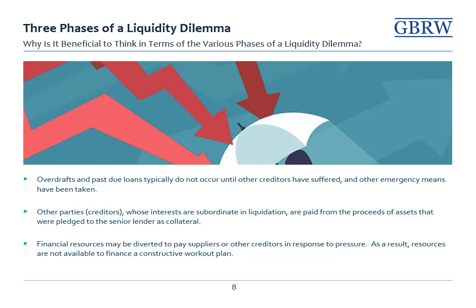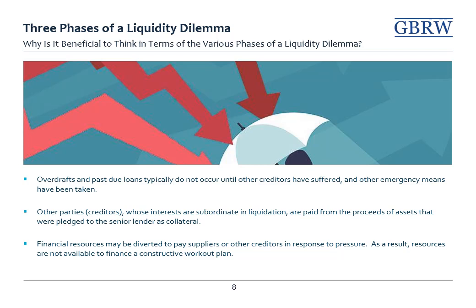In discussing this approach, we emphasize the benefits of thinking in terms of the phases of a liquidity dilemma. That is, overdrafts and past due loans typically do not occur until other creditors, for example, trade creditors, have suffered and other emergency measures have been taken. So, what's the risk if we cannot recognize the various stages?